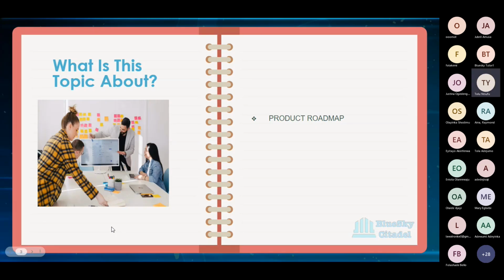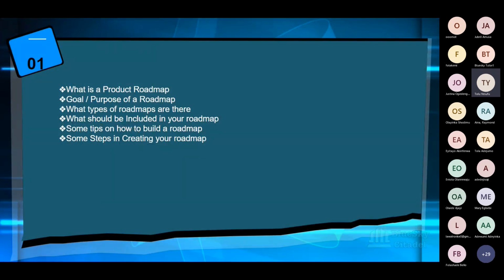So again, tonight, this topic is about roadmap. Some of the stuff that we'll be looking at tonight is: what is a product roadmap, the goal and the purpose of a product roadmap. What types of product roadmaps do we have? We will touch on that very briefly as well. What should be included in your roadmap? Some tips on how to build a roadmap and some steps in creating your roadmap.